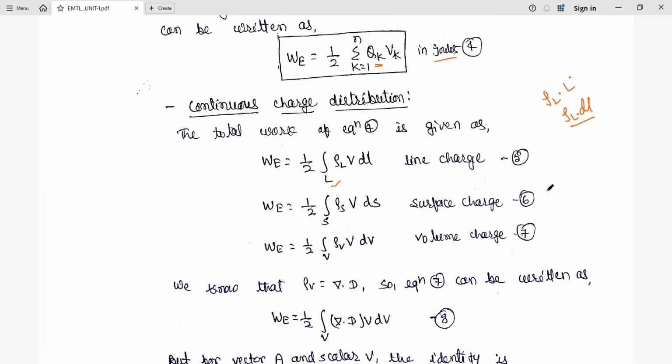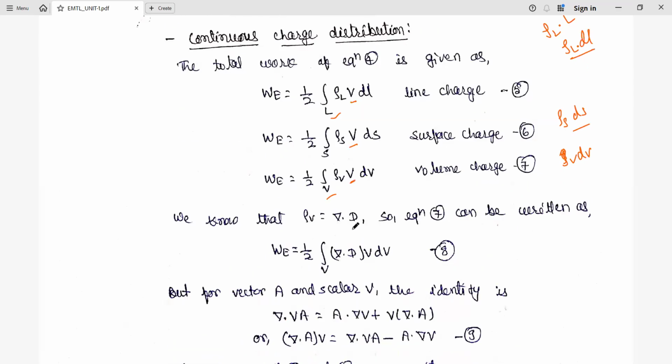In case of surface charge density, rho S is the charge density and differential surface is dS. So we are going to find the integration of this one. In case of volume charge density, rho V is the volume charge density and differential volume is dV. So finally we have total work in this case, half integral over the volume rho V into V into dV. So V is the potential here. Now, by using the Maxwell equation, already we have the expression rho V equal to, what's the value? Del dot D.